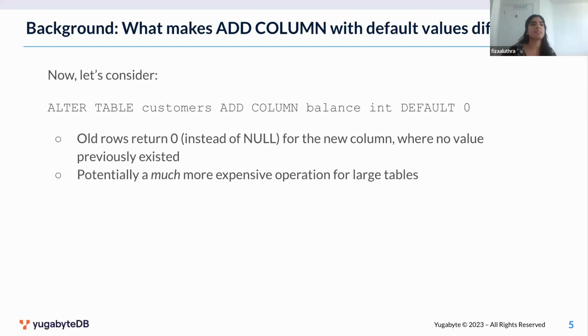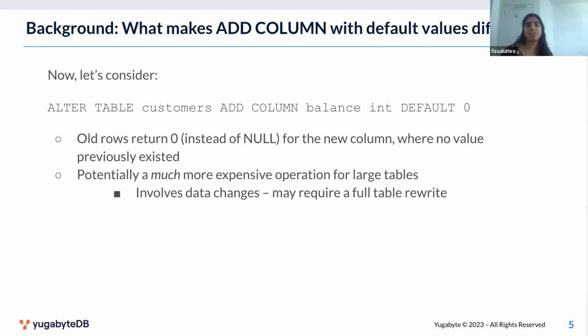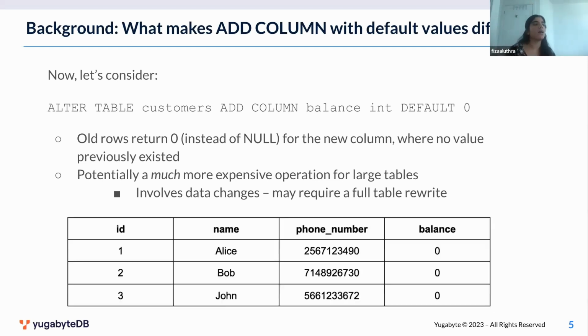And so a basic naive approach for this would be to do a full table rewrite and to physically go and insert the default value of 0 for all our rows. And so this would end up being a very expensive operation for very large tables. Like assume I have 1 million rows in my table, I would have to go and update each of those million rows and have the default value of 0 for all of them. Here in my customers table, I only have 3 rows, and I would expect each of these rows to have a balance value of 0.